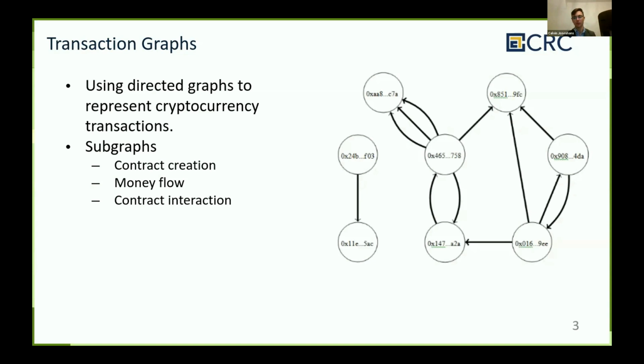Since the ecosystem is so diverse, it can often be useful to only consider particular subgraphs of all of the transaction behavior that's happening. So maybe only looking at when users create a smart contract, or only looking at when users actually transfer ETH, or Ether currency, between each other. Or what we're doing here, which is only looking at transfers of ERC-20 tokens.